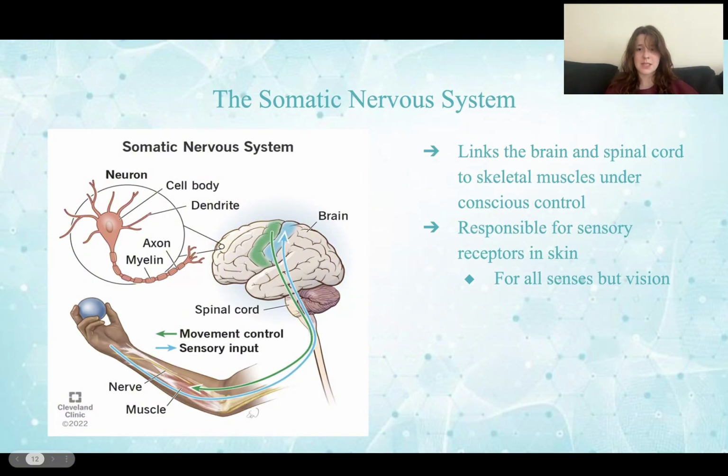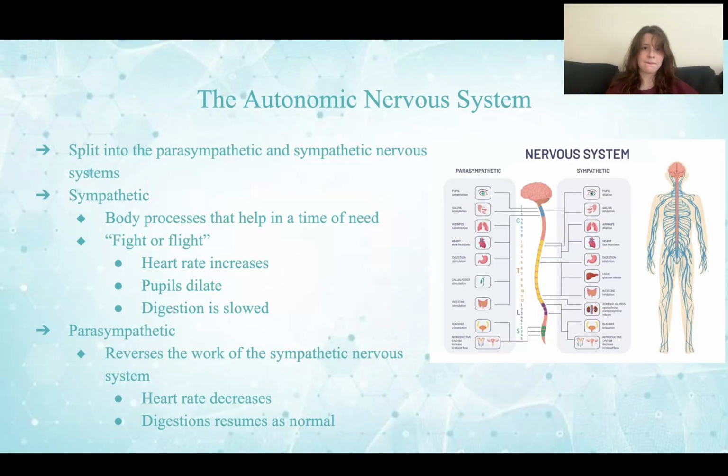The somatic nervous system links the brain and the spinal cord to the skeletal muscles under conscious control. It is responsible for sensory receptors in the skin, for all senses except vision. Then we have the autonomic nervous system, which is split into the parasympathetic and the sympathetic nervous systems.